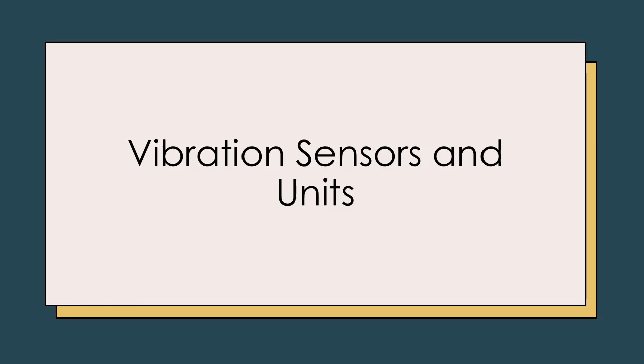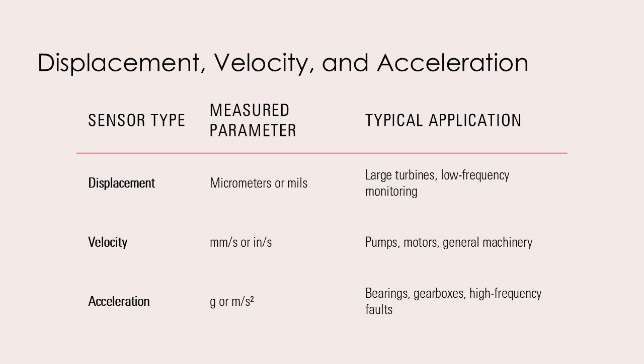Vibration sensors and units, displacement, velocity, and acceleration. Vibration sensors measure motion in terms of displacement, velocity, or acceleration, each serving different diagnostic purposes. Displacement sensors, often proximity probes, measure the relative movement between a shaft and its bearing, ideal for low-frequency vibrations in large rotating machinery. Velocity sensors, typically electrodynamic, measure the rate of change of displacement and are widely used for general machine monitoring because they correlate well with energy levels.